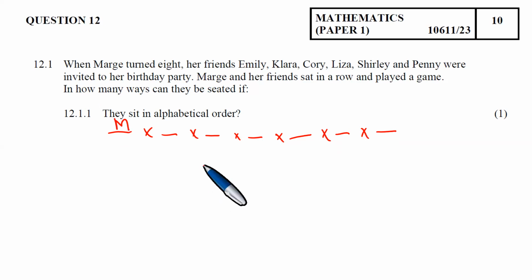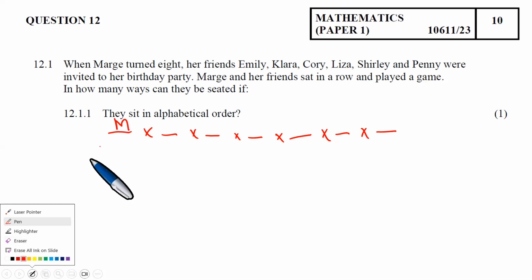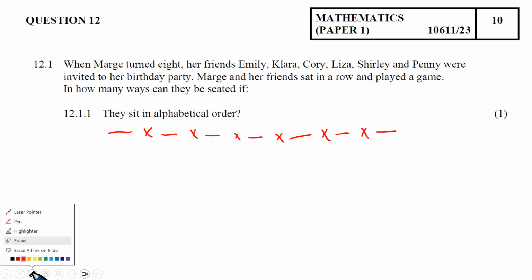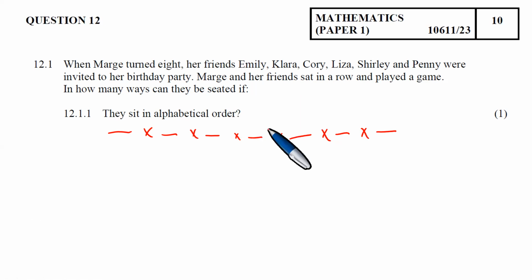But now let's first organize this in alphabetical order. Which one is first? Because the examiner wants it in alphabetical order. So I just want to discuss this a little bit. In alphabetical order, which one is first? C is first. So in other words, we would have Corey. So we are done with Corey. Then we have Emily.